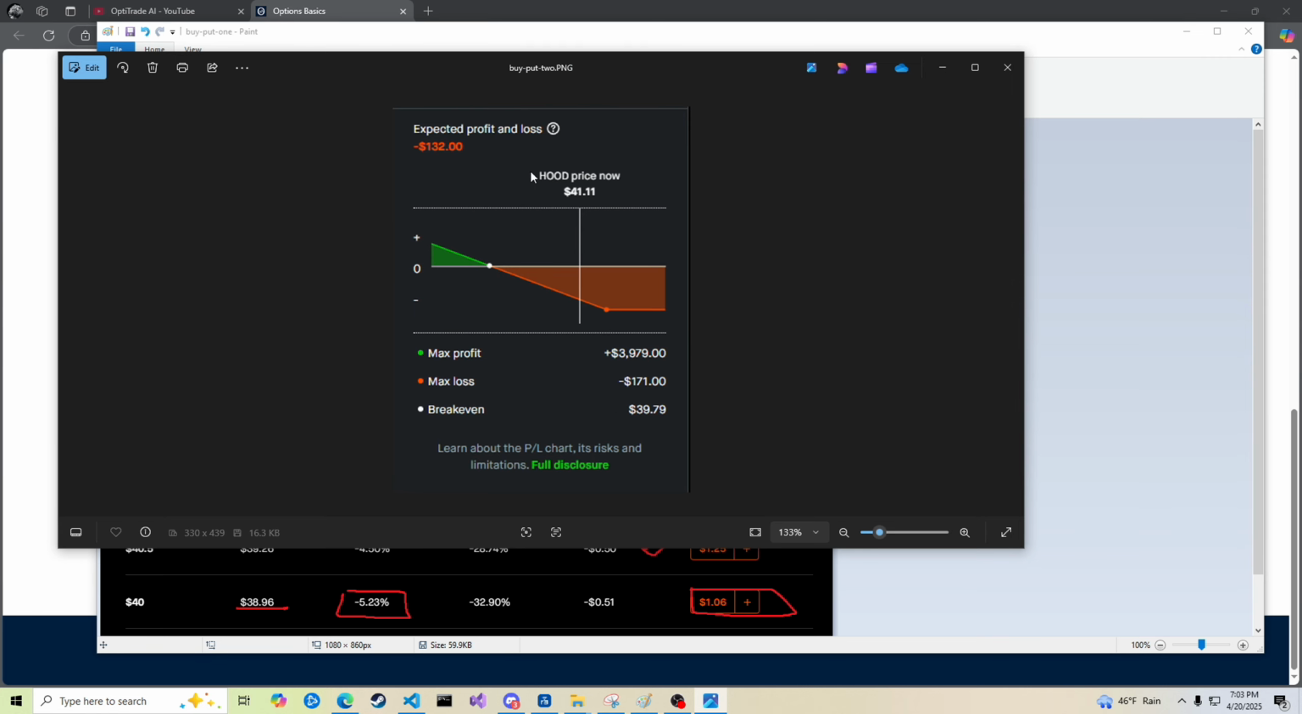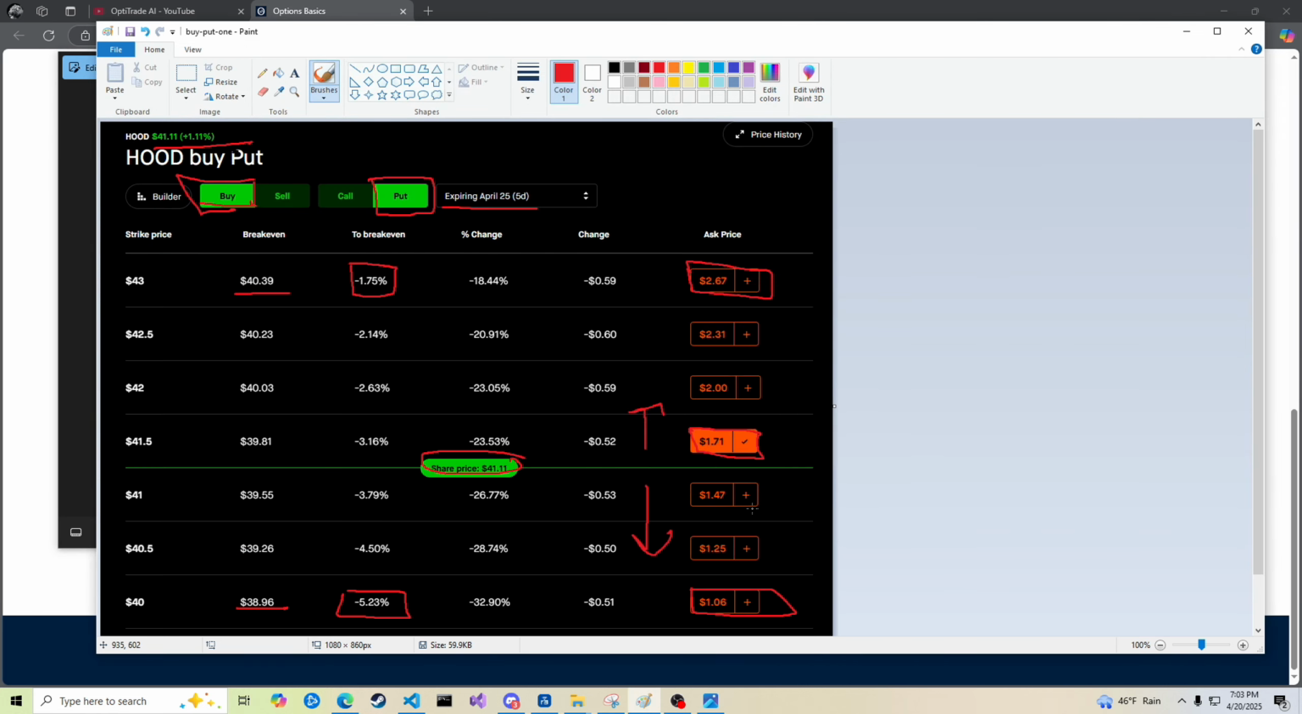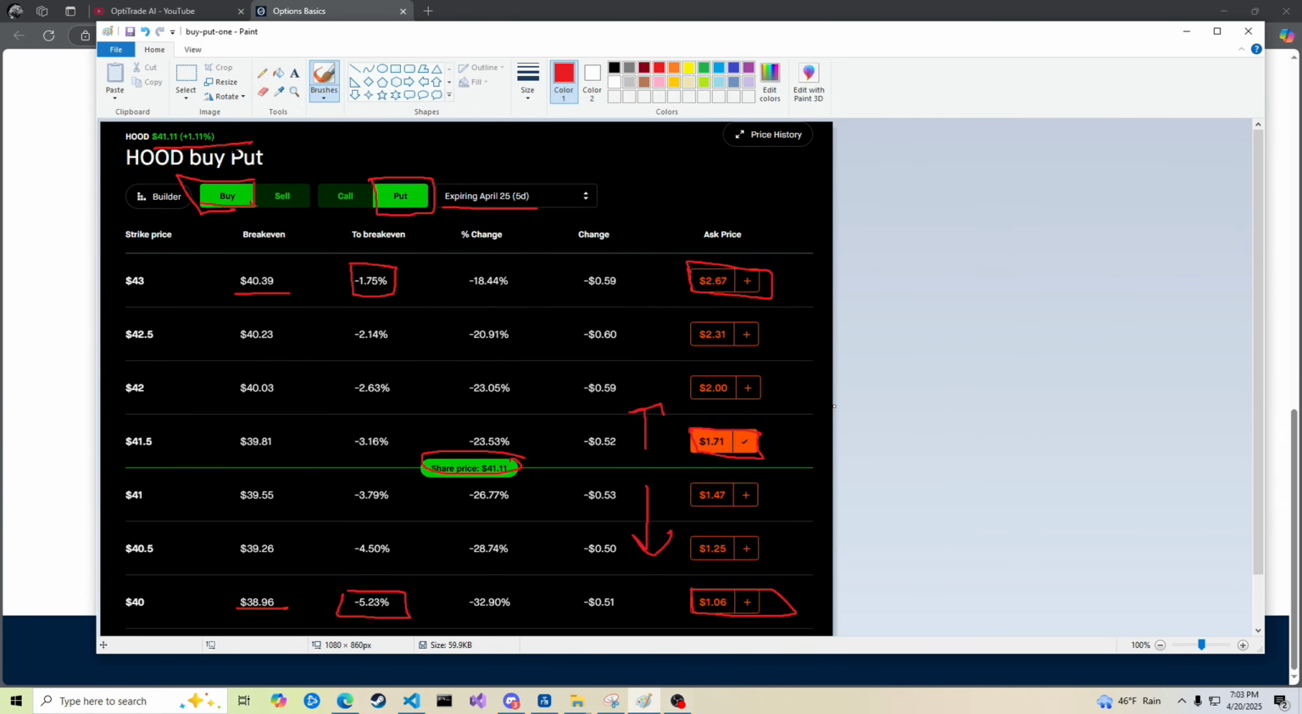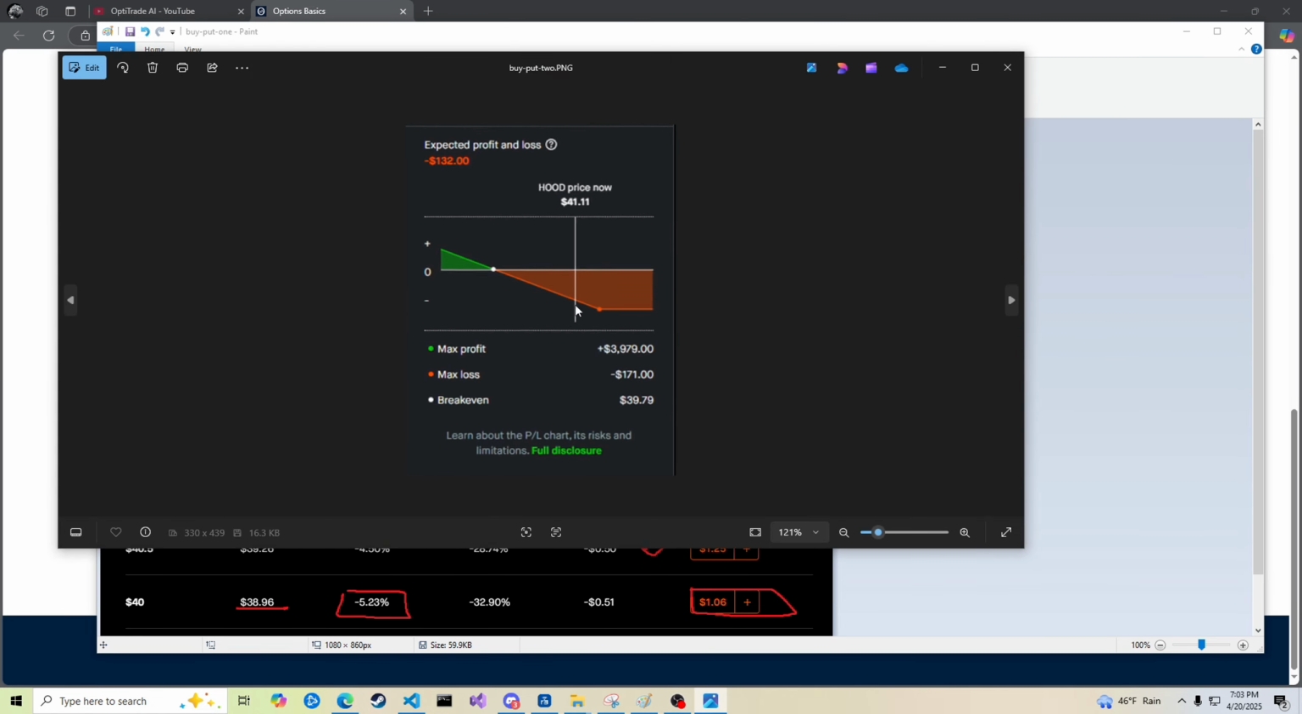So this is, again, if we were to buy this $41.50 put option for $171. You can see here that the max profit is basically if that stock were to go basically to zero, right? But your max loss is if the stock goes up, right? Because if the stock price goes up above $41.50, then you're going to hit that max loss and you're going to lose that entire premium that you paid.